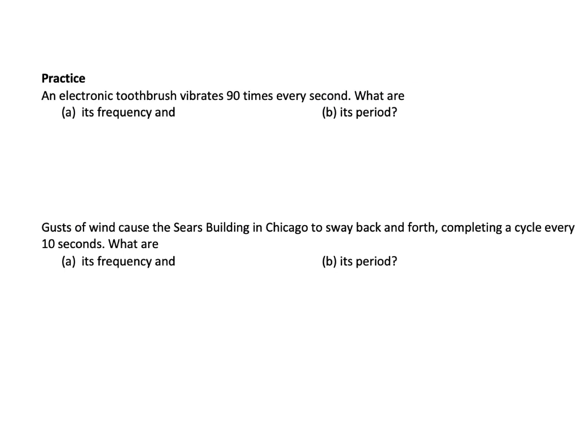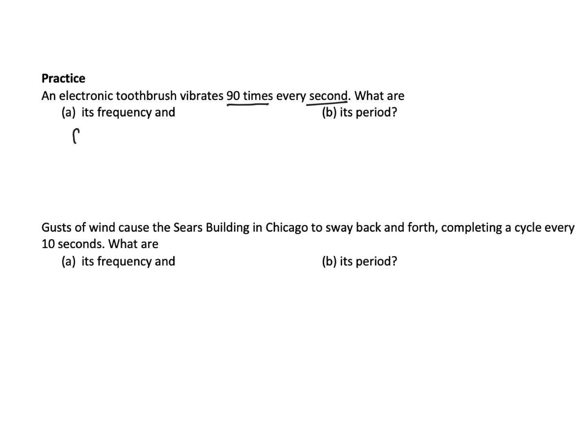And then 2 example problems to go through it. These are pretty easy calculations. You might need a calculator for some of the math, but it's not hard. So it says an electric toothbrush vibrates 90 times every second. So we want its frequency and its period. It doesn't matter which one you start with. I'm going to start with frequency on this one.